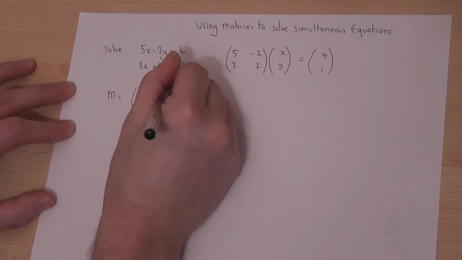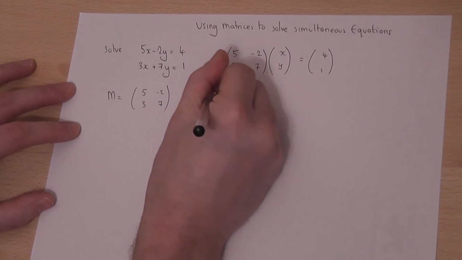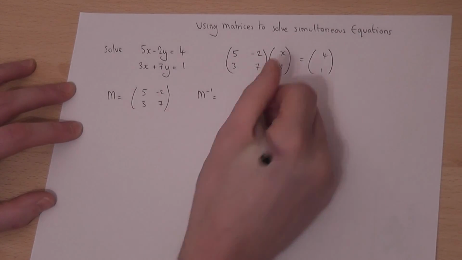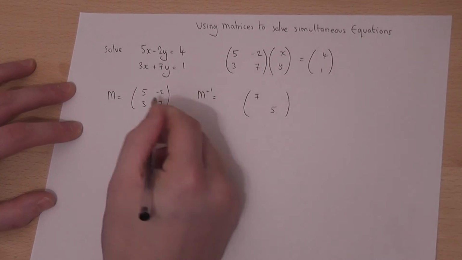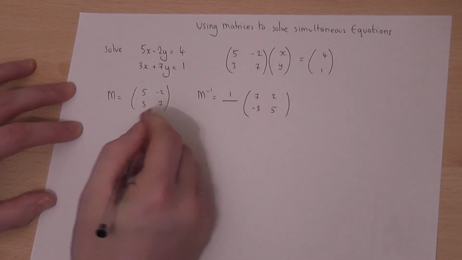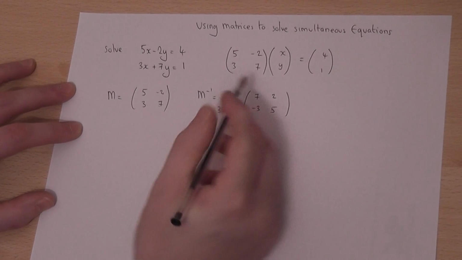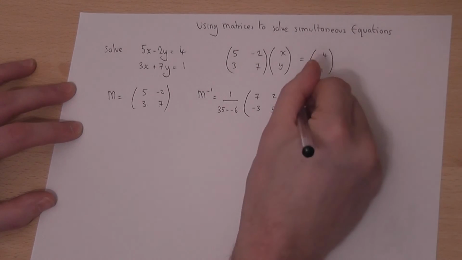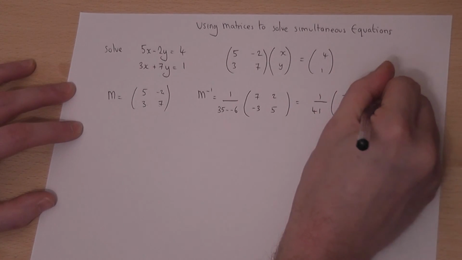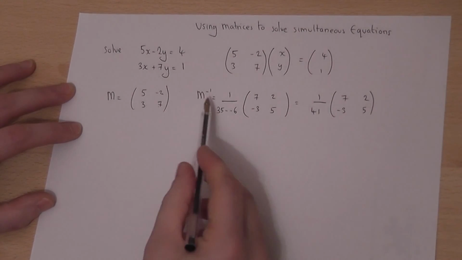then to solve this pair of simultaneous equations, we find the inverse. So, we swap the 7 and 5, we change the signs, and we do 1 over a times d minus b times c. So this becomes 1 over 41, 7, 2, minus 3, 5. So we found M inverse.